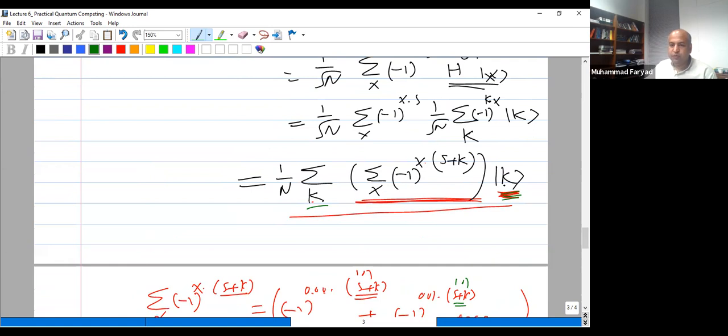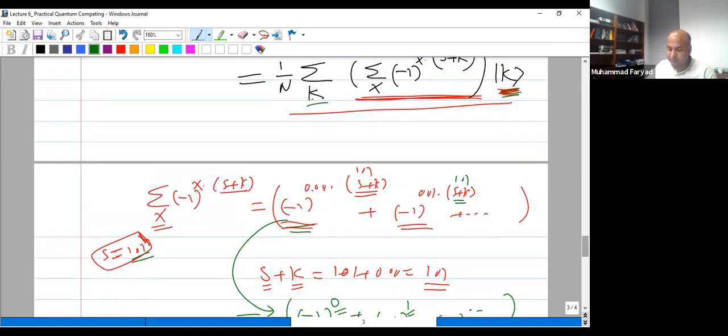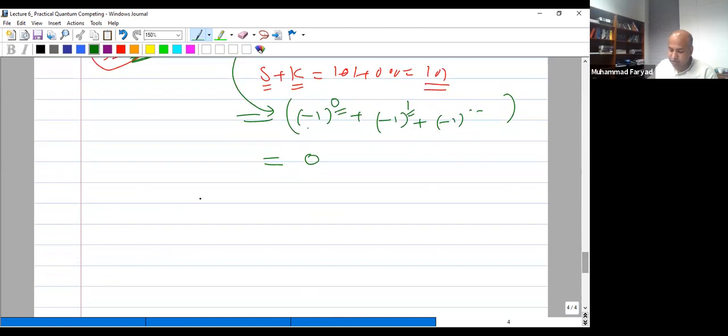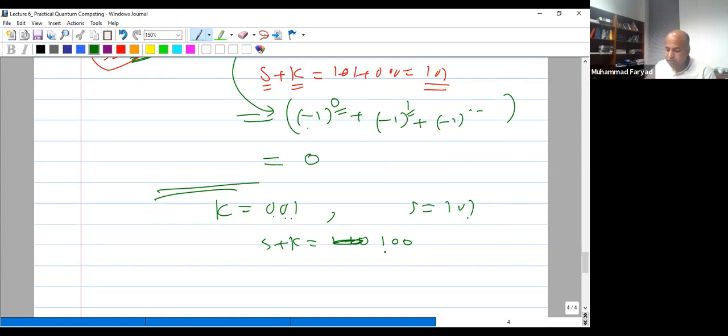So let's now go to 001. When k is 001, the next term, the secret bit string is still 101. So s plus k would be 1 plus 0 is 1, 0 plus 0 is 0, and 1 plus 1 is 2, which modulo 2 is 0. So this is now 1, 0, 0.